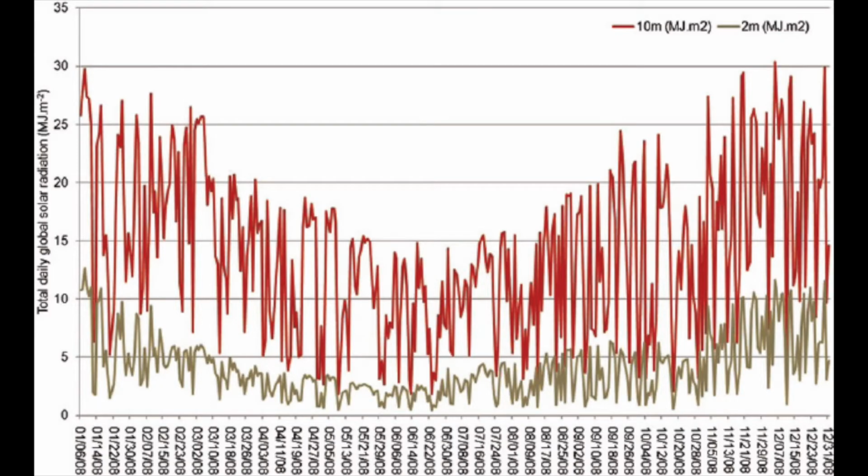In this photo, you can see the daily solar radiation above and below the mangrove canopy. This particular mangrove canopy is in Sao Paulo. The red line shows the radiation above the canopy, and the beige line shows the radiation below the canopy.